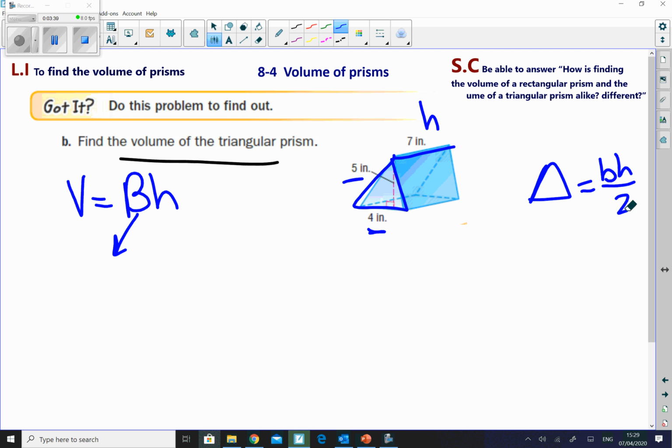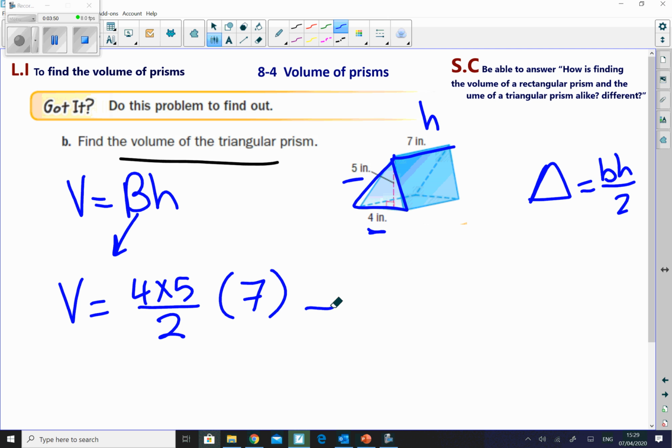Let's see. So the volume will be equal to base times height, which is 4 times 5, divided by 2, and then times 7 at the end, which is going to be 20 divided by 2, it means 10, and then times 7 is going to be 70, and the unit is inch cubed.